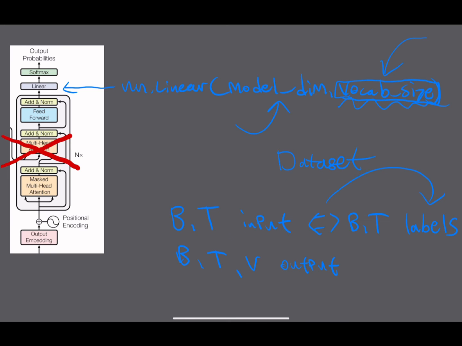Then our output is B by T by V for every single batch. For every single token, every time step in the sequence, we have a vector of size V, the vocabulary size, which we think of as a list of probabilities. The softmax layer makes all the numbers between 0 and 1, so they can be interpreted as probabilities for which token is going to come next in the sequence. That's the model's prediction.